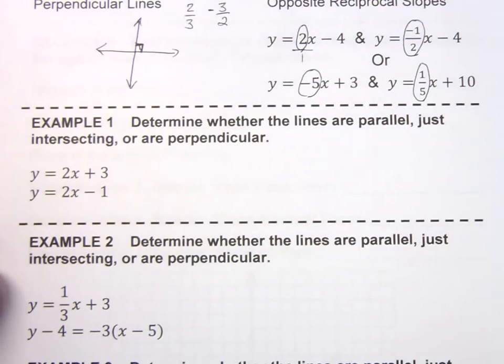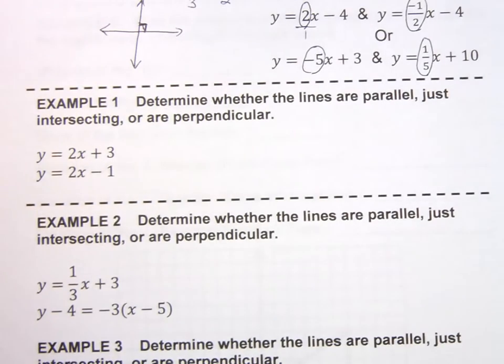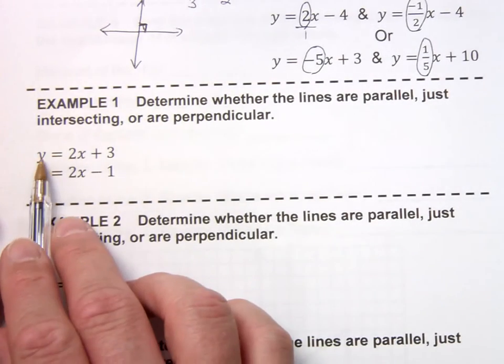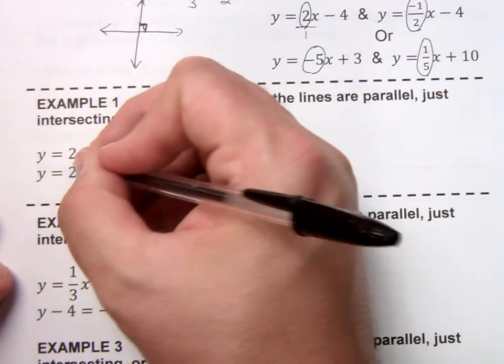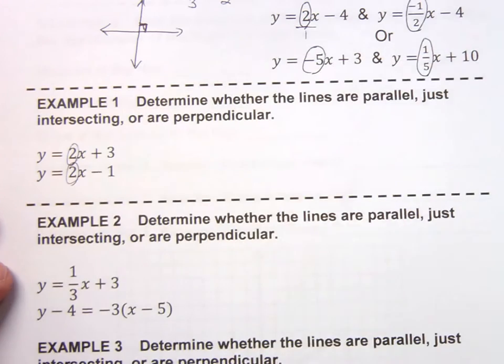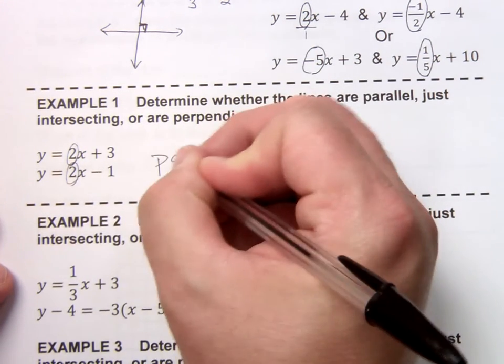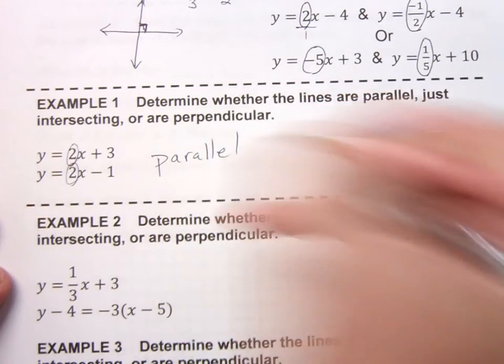Alright, so on example 1 it says determine whether the lines are parallel, just intersecting, or are perpendicular. So I'm just going to look at their slopes. This is in slope-intercept form, y equals mx plus b. So the slope here is 2. Same thing on the next equation, slope-intercept form. When I compare their slopes, they have the exact same slope. So I know that these lines are going to be parallel to each other.